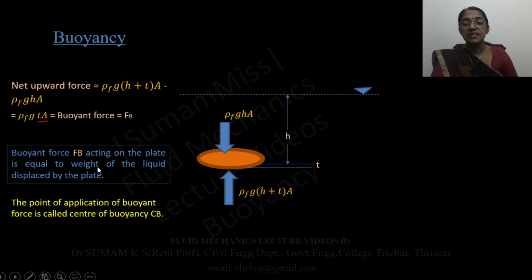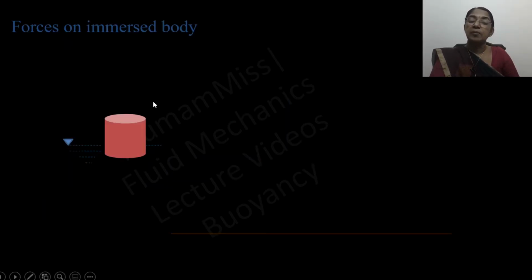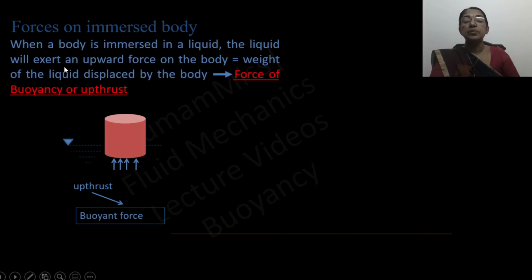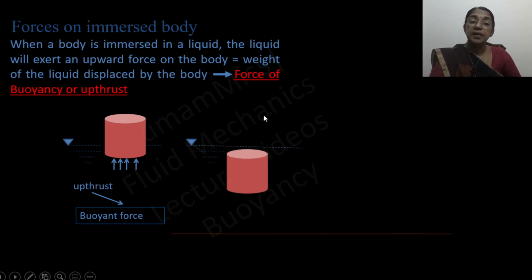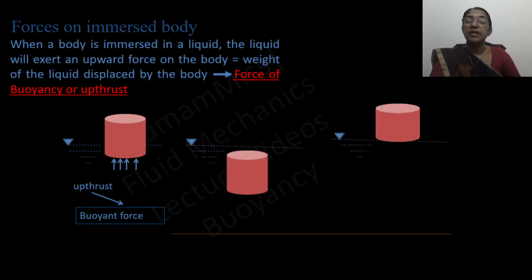Though this relation is developed for a simple geometry, it is valid for any body regardless of its shape. So when a solid body is dropped into a liquid, the upthrust which is acting in the upward direction, also called buoyant force, is equal to the weight of the liquid displaced by the body. So buoyant force is also called force of buoyancy or upthrust. When a solid body is dropped into a liquid, it will float, or it will remain at rest at any position in the fluid, or it will sink.